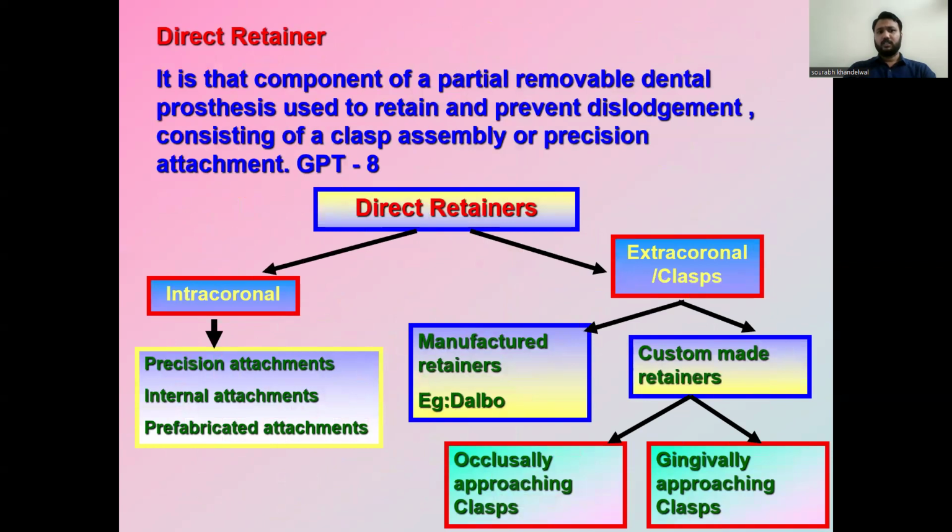Then direct retainers. It is that component of a removable partial denture prosthesis used to retain and prevent dislodgement, consisting of a clasp assembly or precision attachment. Basically direct retainers are divided into two types, intracoronal and extracoronal. Direct retainers are also called clasps, which we use for the retention of the removable partial denture. Intracoronal ones are precision attachments, internal attachments, and prefabricated attachments. And extracoronal ones are manufactured retainers, for example Dalbo. And custom made retainers are occlusally approaching clasps and gingivally approaching clasps.